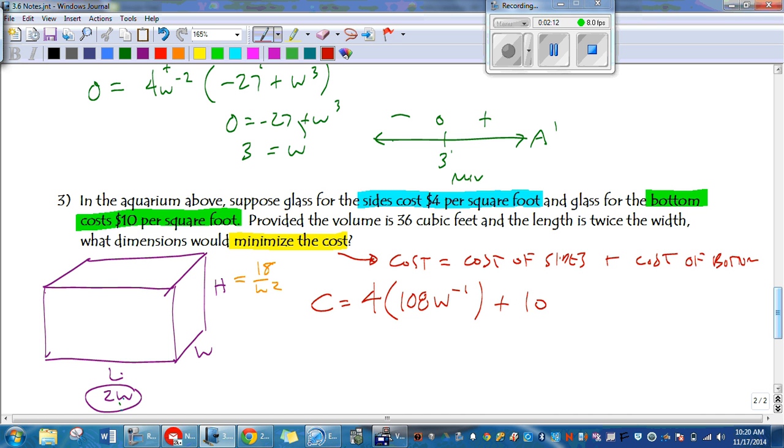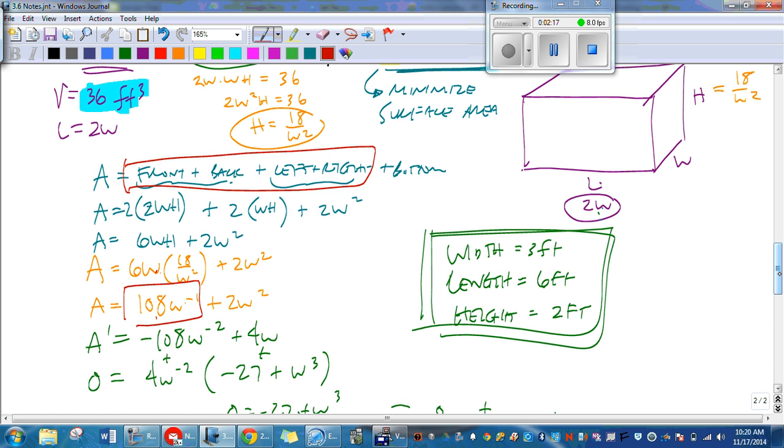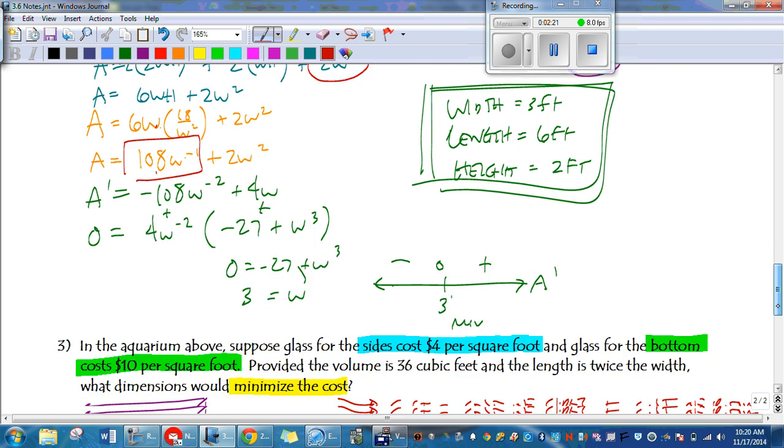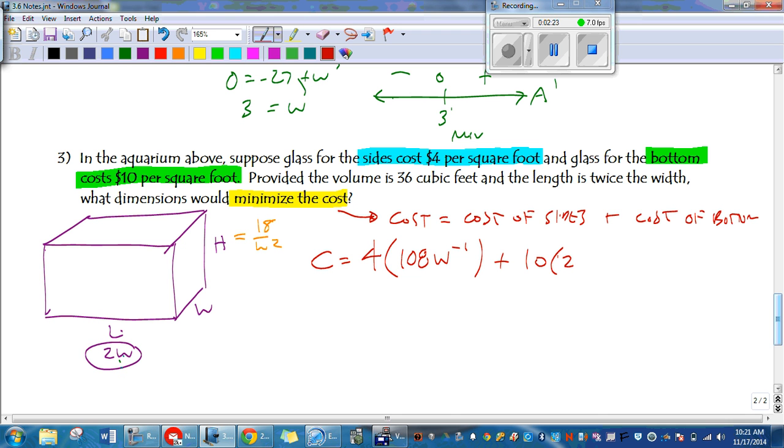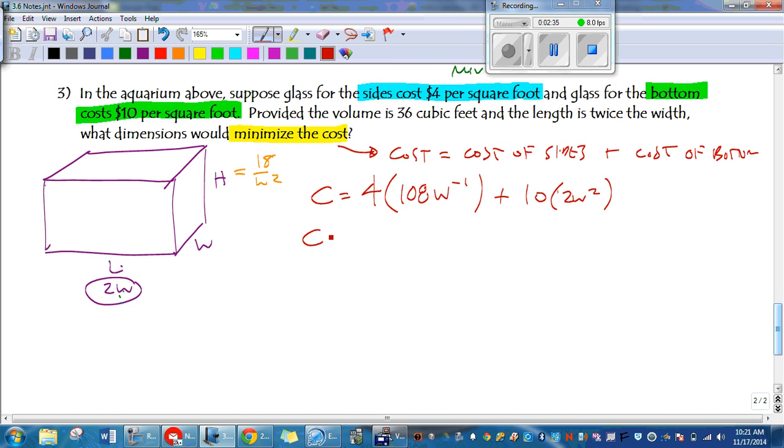Plus, the cost of the bottom is going to be $10 times the area of the bottom. And the area of the bottom was just 2w squared. Now, if we were doing this problem from the very beginning, we'd have to go through that whole process. But we've already done a lot of that work, so we can just reuse that here. So our cost is going to be $432 times w to the negative first plus 20 times w squared.